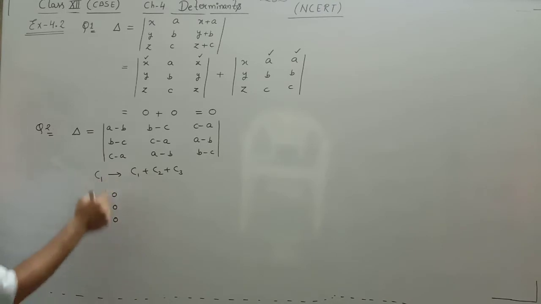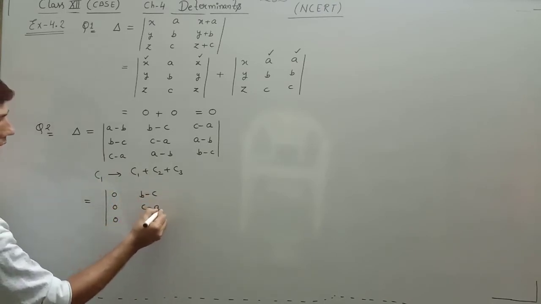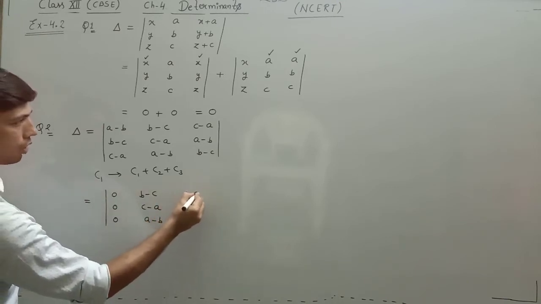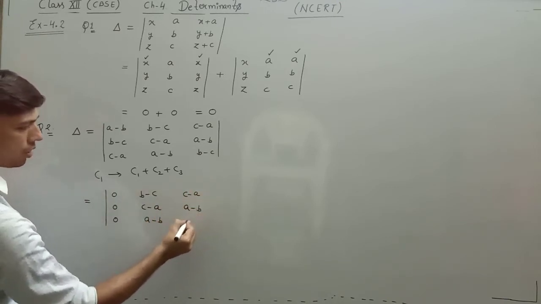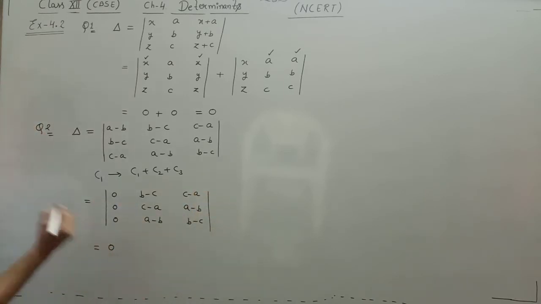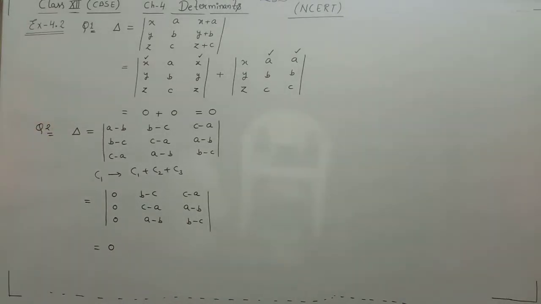It means in column number 1 all elements are 0. And we know that if all elements of any row or any column are 0, then the value of the determinant will be 0. These are very small questions related to properties of determinant.